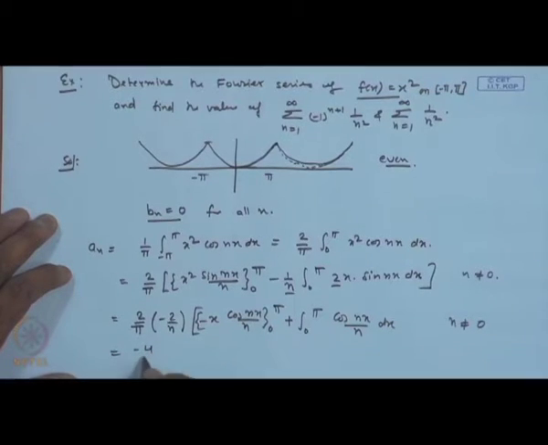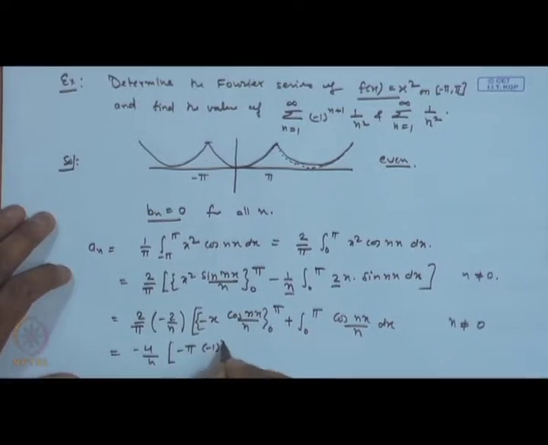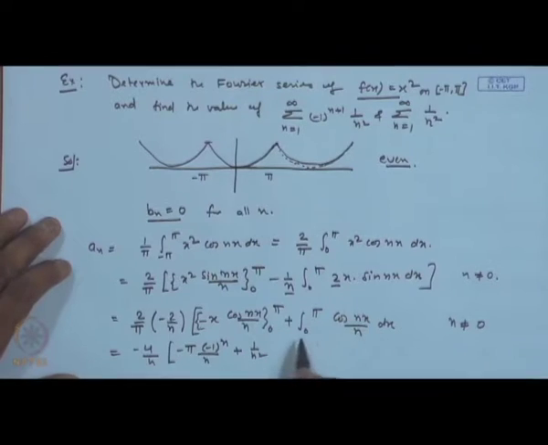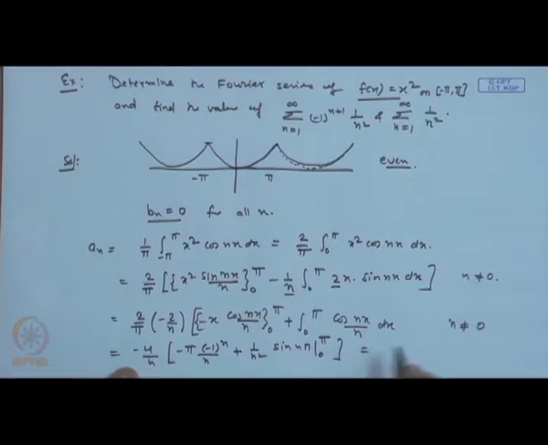So we have minus 4 over n, and we have minus pi and minus 1 power n. So minus pi and minus 1 over n divided by n, and put 0, it will be 0. So we have again here 1 over n square, because after integral we will get 1 over n sin nx. So sin nx will be 0 at 0 and also at pi. So we end up with this 4 plus this minus 1 over n, and we get n square.